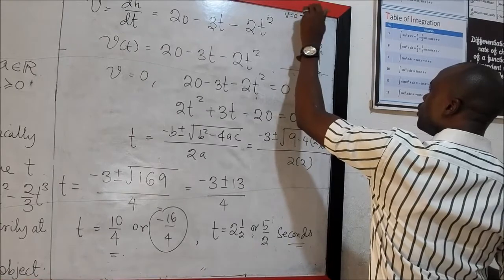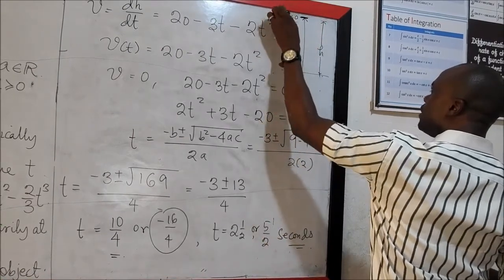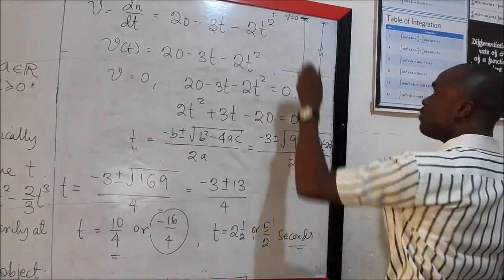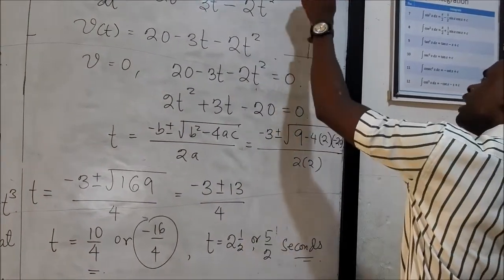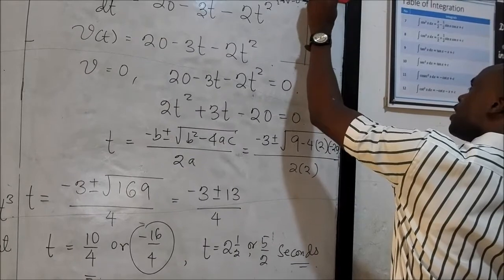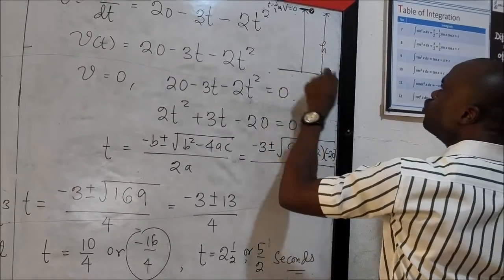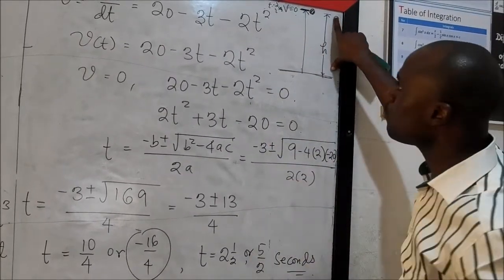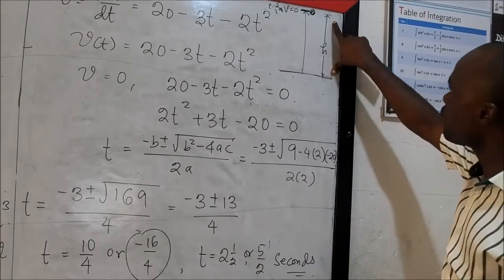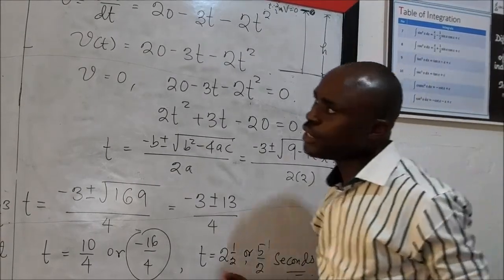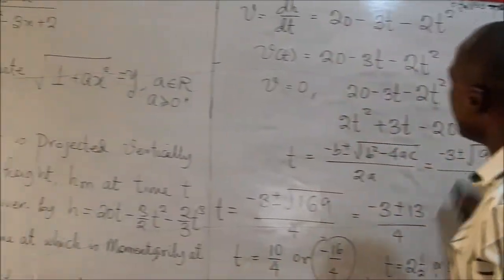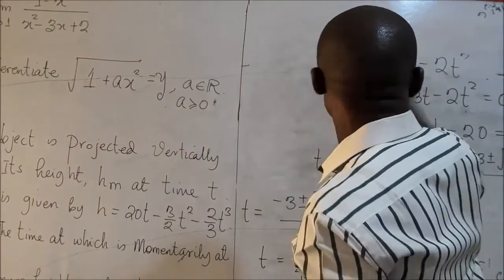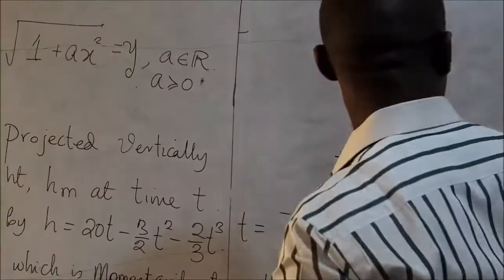So we want to know, we have the time here. The time here is 5 over 2 seconds. We now want to know what the height is at this point. And how do we find the height? We must substitute this time into this function, and that is how we find the height. Permit me to wipe this.